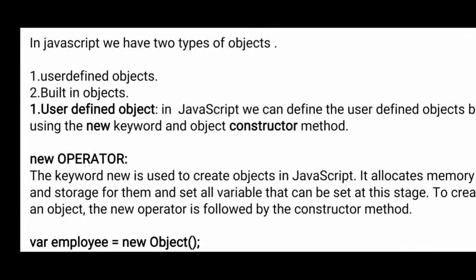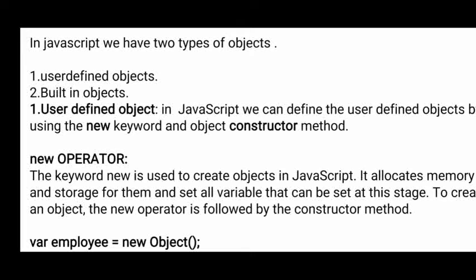Now objects are of two types. One is a user defined object and the second one is a built-in object. So in the name itself we have a definition. User defined objects are the objects which are created by the user. If it is a built-in object, it is already created, you just need to call it.